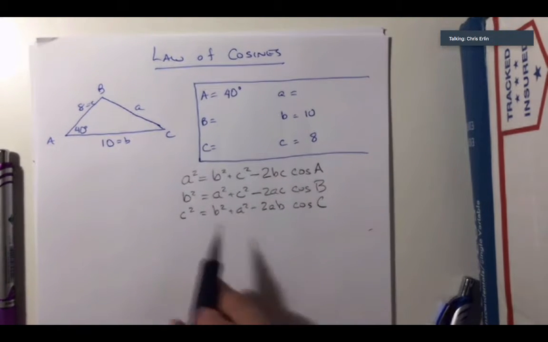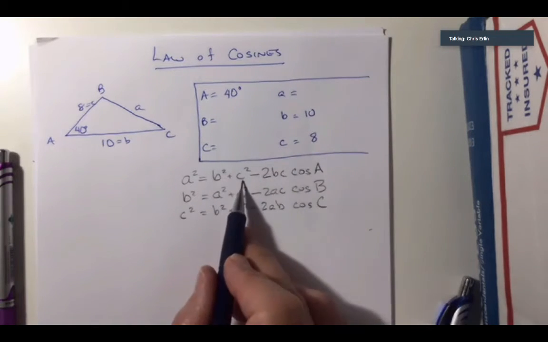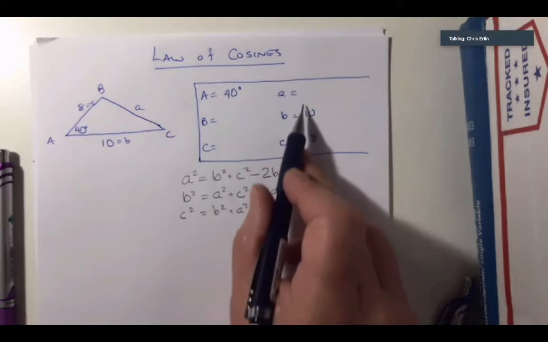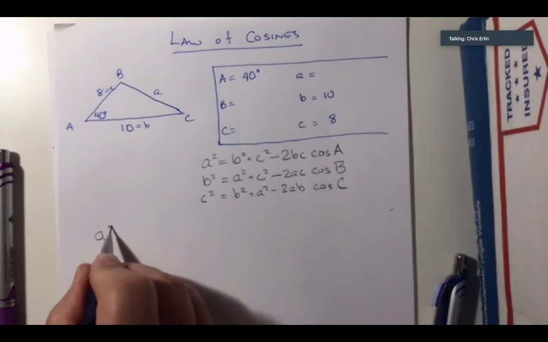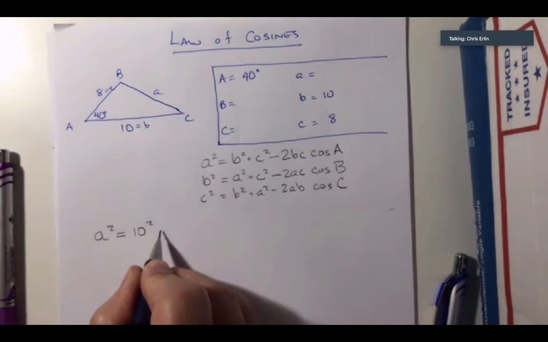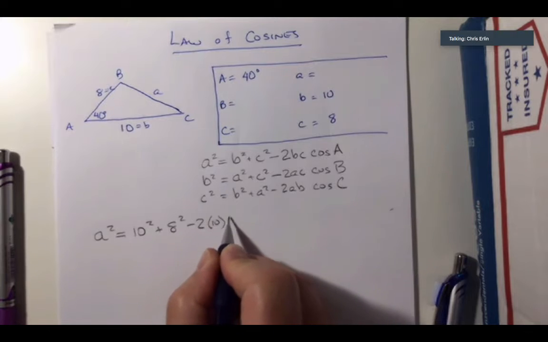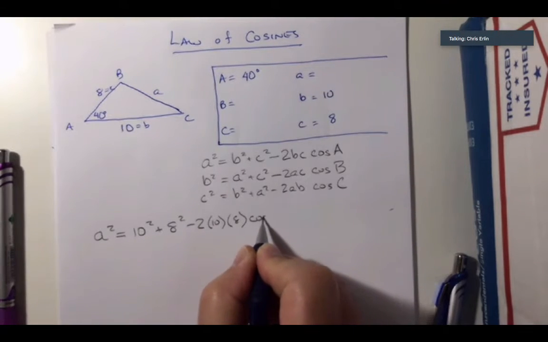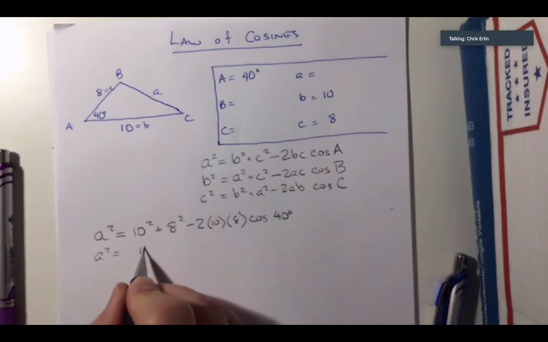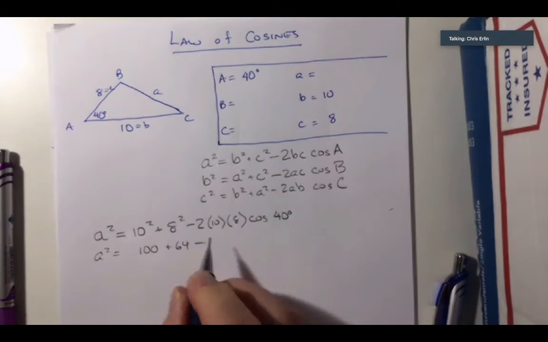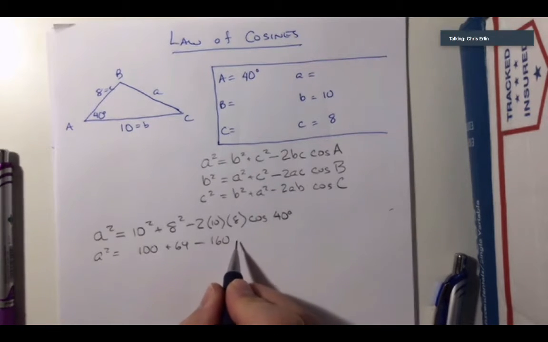In this case, I am going to choose that first one because, as you can see, I've got my b, I've got my c, and I've got an angle A. So I should be able to solve for a squared pretty easily. So I'm going to say a squared is equal to 10 squared plus 8 squared minus 2 times 10 times 8 times the cosine of 40 degrees. So a squared is equal to 100 plus 64, minus 2 times 10 times 8, which is 160.